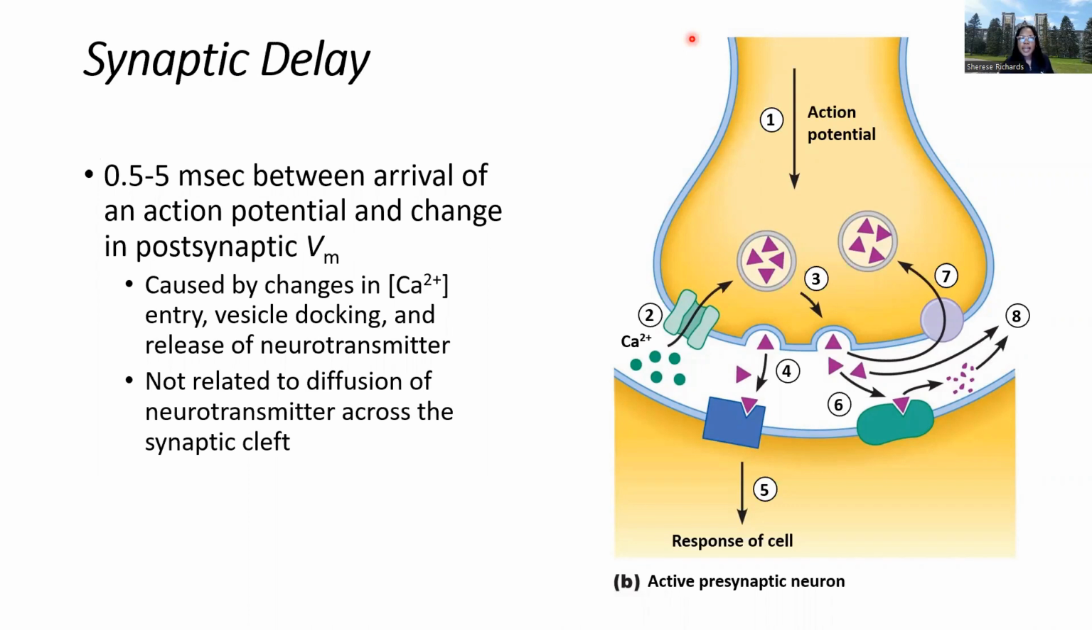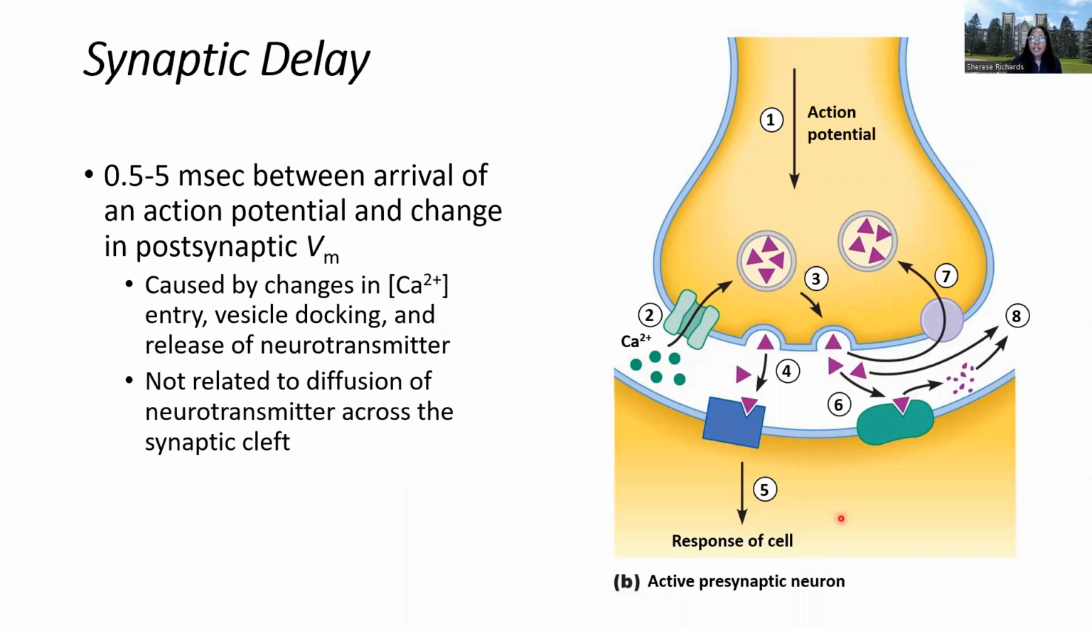So the time that it takes between the action potential arriving at the axon terminal of the presynaptic neuron, and the time that it takes to result in a graded potential on the postsynaptic neuron, there's a 0.5 to 5 millisecond delay, right? So this is going to take a little bit more time, which is what we described.